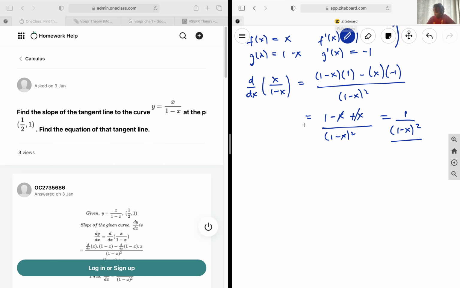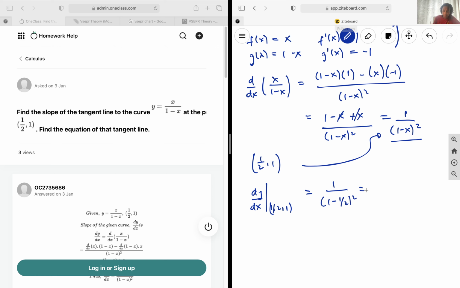Since it is at the point (1 over 2, 1), you're just going to put in those values here. And so we get dy over dx at the point (1 over 2, 1) is 1 over (1 minus 1 over 2) squared. So that is going to give us 1 over (1 over 2) squared, and this is just 4. So the slope of the tangent line to the curve y is equal to x over 1 minus x at the point (1 over 2, 1) is going to be equal to 4.